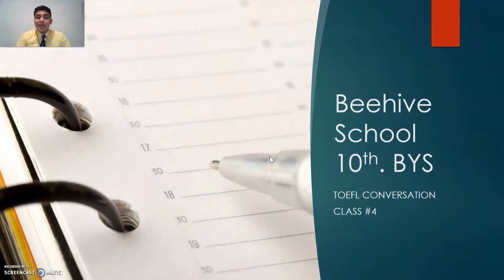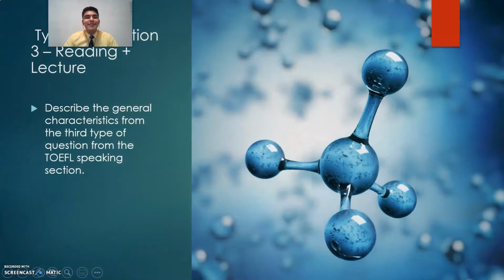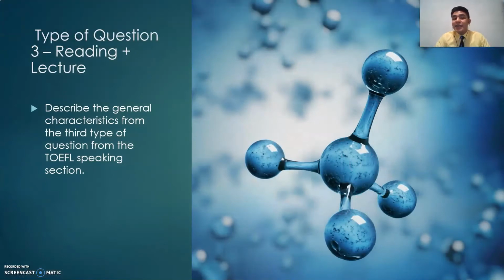Teacher Krishna here. We are working on the TOEFL Conversation 2 subject and this is class number 4. Let me share with you our title as well as end in mind for today. Our title is Type of Question number 3. It will be a reading plus a lecture. Here you have the end in mind as well. Describe the general characteristics from the third type of question from the TOEFL speaking section.